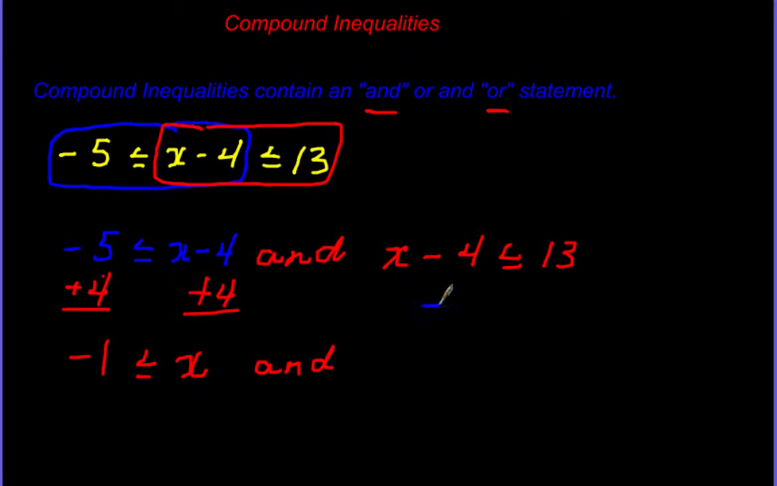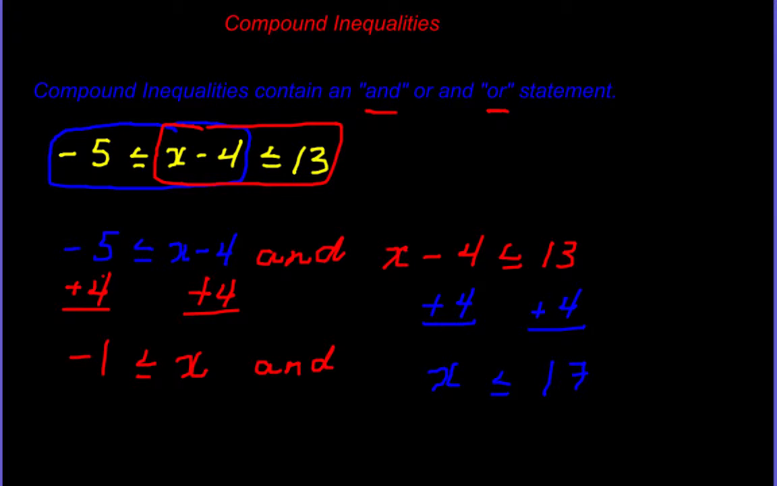And let's not forget about this inequality. We're going to add 4 to both sides here. What you do on the right side of the inequality, when you rewrite this, you're going to do the same steps. Notice how we add 4 here and we added 4 here. So now we're going to have x is less than or equal to 17.